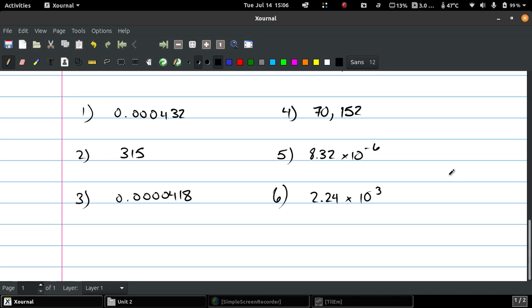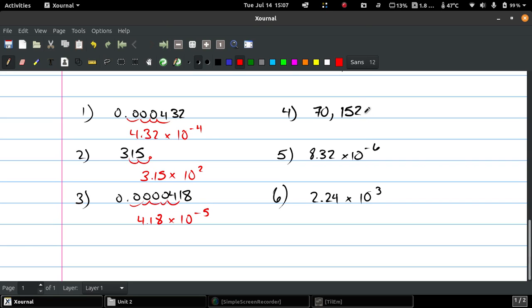Alright, so I'm going to go ahead and solve these underneath in red. So this one's moving to the right. I'm going to go 1, 2, 3, 4. We have 4.32 times 10 to the negative 4. Alright, this one is moving to the left. So we would have 3.15 times 10 to the 2. This one's moving to the right. 1, 2, 3, 4, 5. So we have 4.18 times 10 to the negative 5.